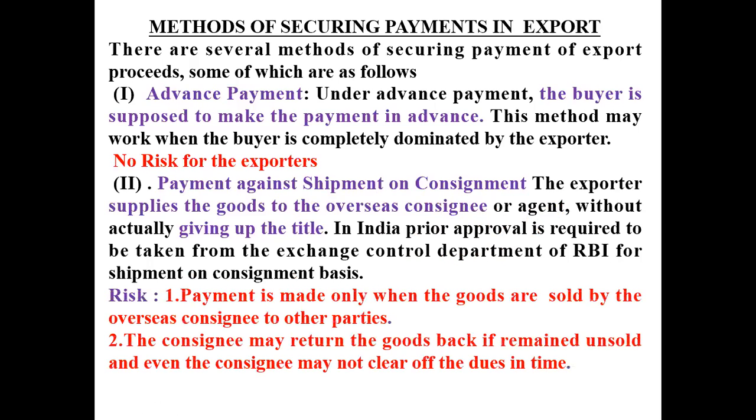Now, this is a risky affair. Why? The payment is made only when the goods are sold by the overseas consignee to other parties. That means if the agent is not able to sell the goods, the exporter will not get any payment. Or if the agent delays selling the goods, then the payment will also get delayed. That means payment will be made if the agent can sell the goods, otherwise not.